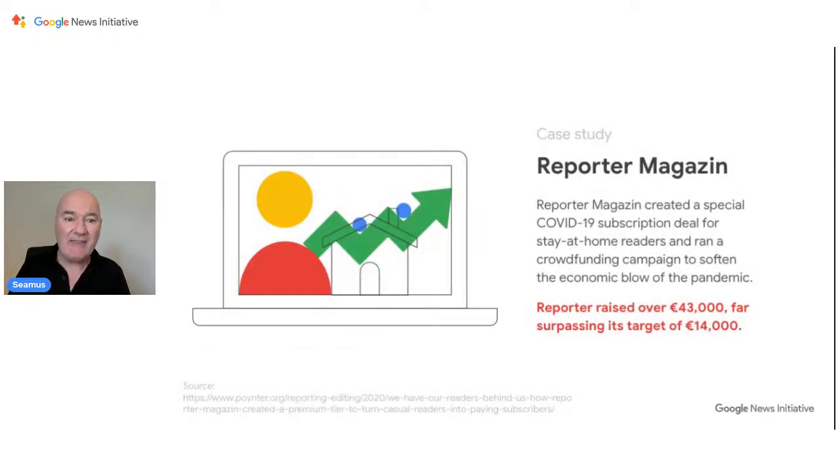Let's take a look at another case study. This is Reporter magazine in the Czech Republic, and they looked at their subscription model. They set up a subscription deal during COVID-19 for stay-at-home readers. They also ran a crowdfunding campaign, funnily enough, trying to soften the economic blow of the pandemic.